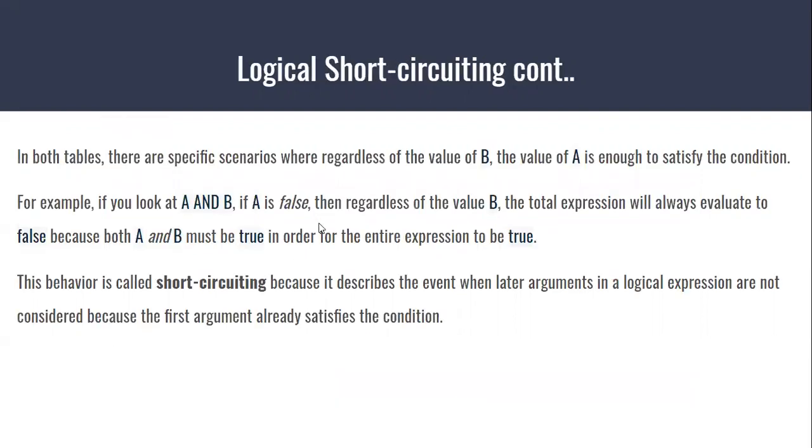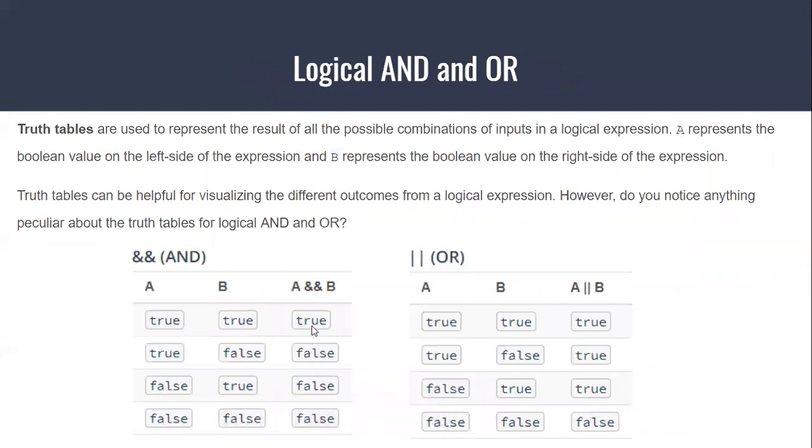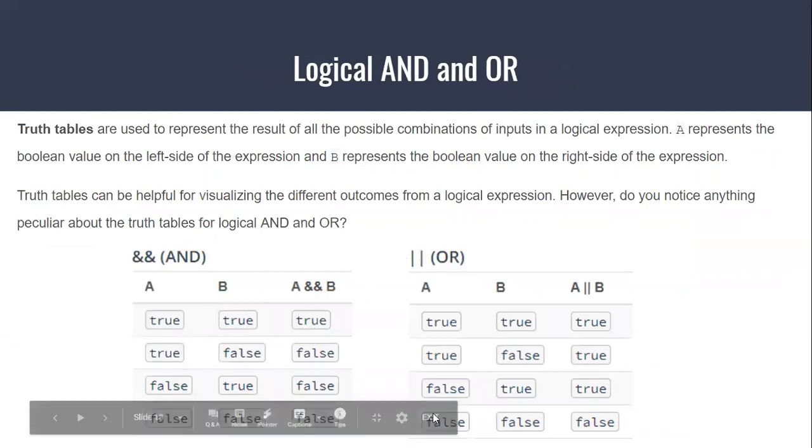So if you look at A and B, if A is false, then regardless of the value of B, the total expression will always evaluate to false, because both A and B must be true in order for the entire expression to be true, which is covering this scenario here at the top. In the same way, for or, the bottom scenario where all is false will equal false. A and B both need to be false for it to be false. Otherwise, if there's a true anywhere in any of the variables, then it automatically becomes true.